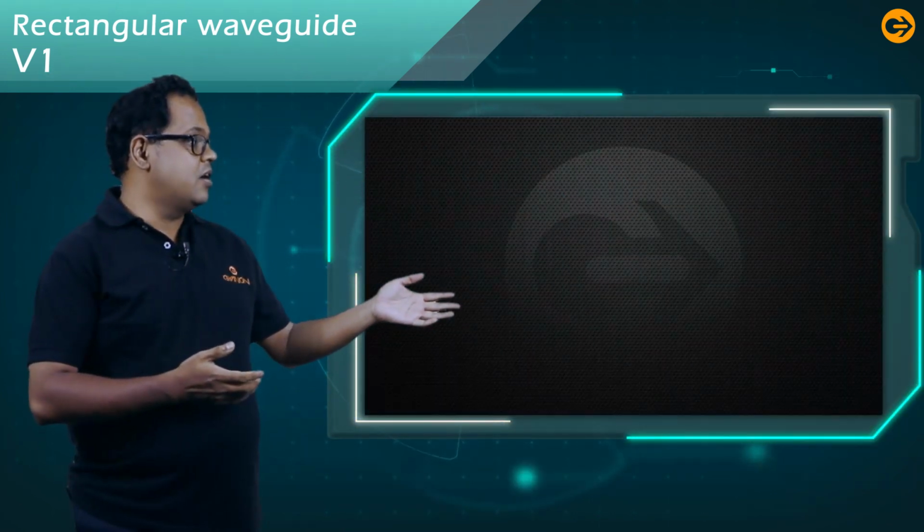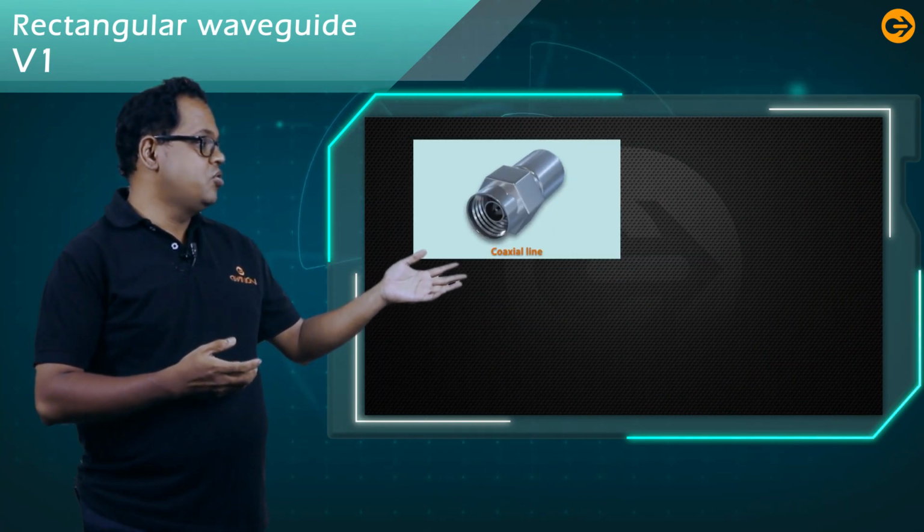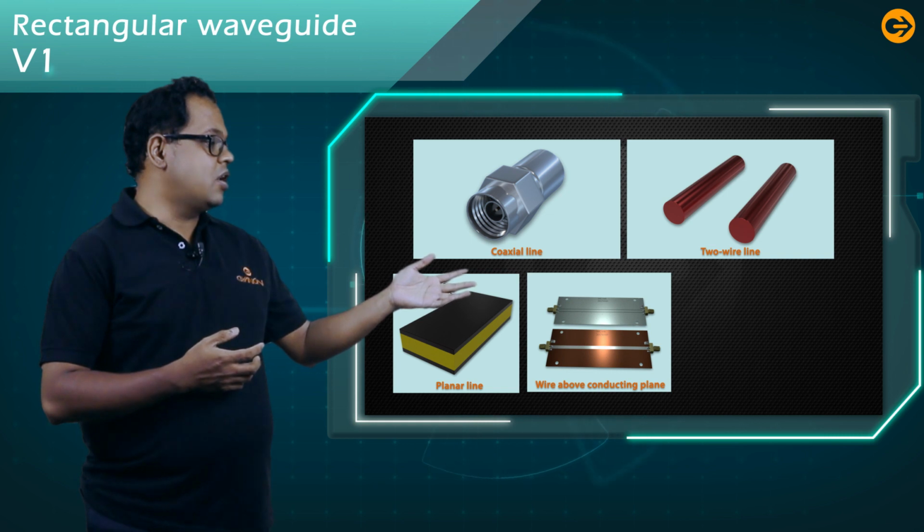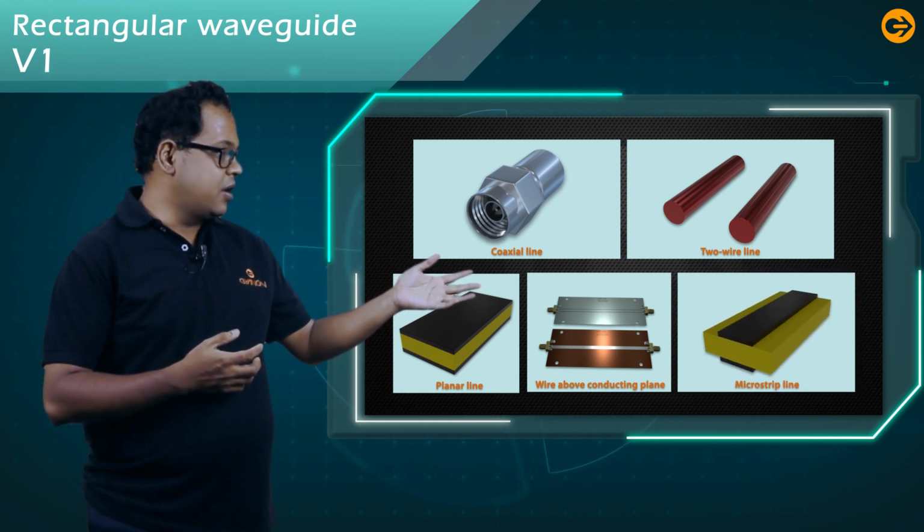Welcome to the most important segment of microwave, that is waveguide. Now, before discussing waveguide, let us have a look at transmission lines and the types of transmission line. What are they? They are coaxial line, two-wire line, planar line, where there is a conducting plane, and microstrip line.